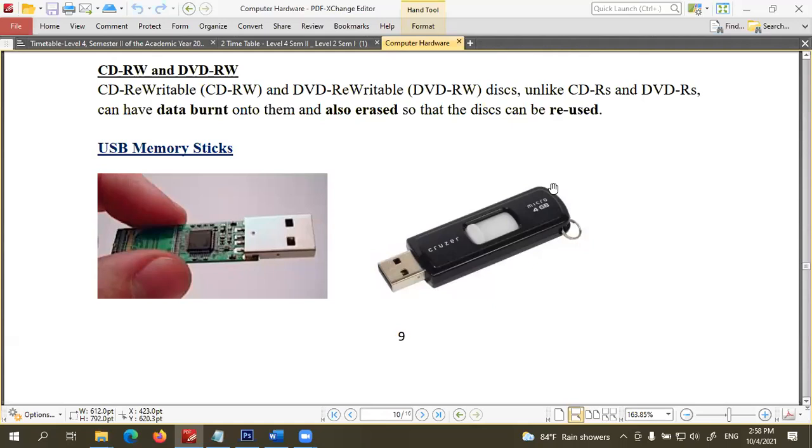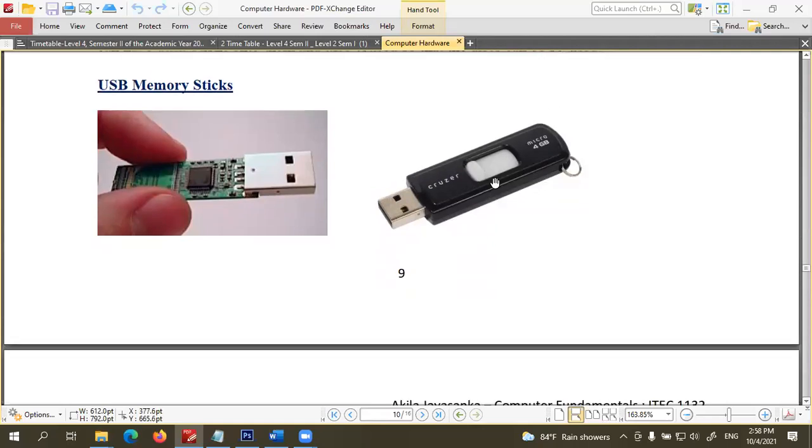Don't do that. This is just a data traveling device, right? Okay. But however, now in this category, we're going to discuss it in the storage category.